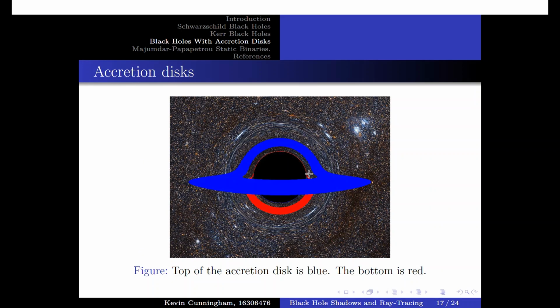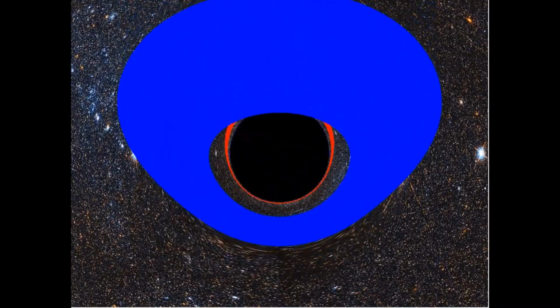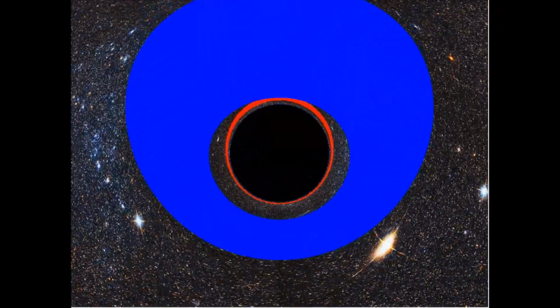So here we see a Schwarzschild black hole with its accretion disk. For clarity, the top of the black hole is colored blue and the bottom is colored red. So we can see the entire top of the accretion disk, as we'd expect from the previous slide. And we can see most of the bottom of the accretion disk, again, as we expect. Now, this animation is a sped up version of what a slowly moving observer would see if they orbited around the black hole from the previous slide.